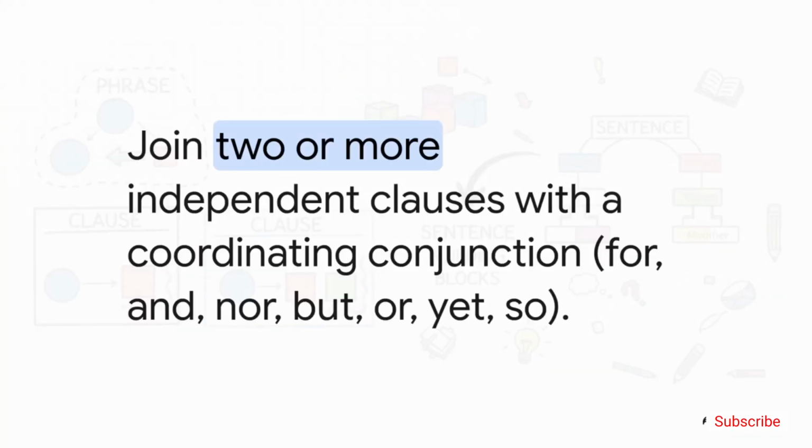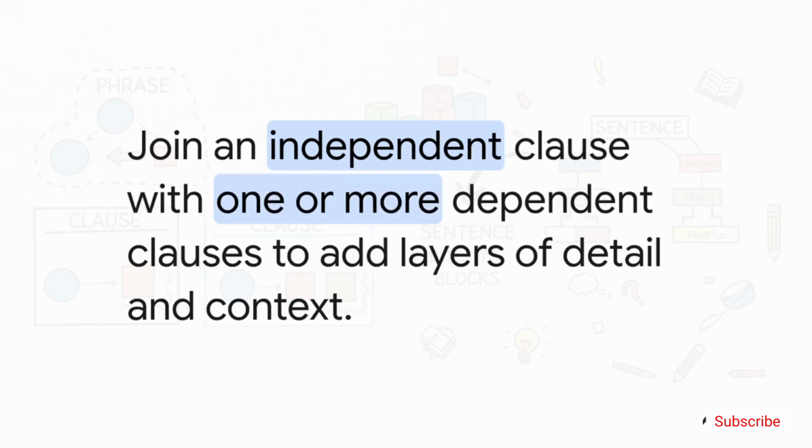So one way you can do this is by creating a compound sentence. This is when you join two complete thoughts, two independent clauses, using something called a coordinating conjunction. A fantastic way to remember these is the acronym FANBOYS. For, and, nor, but, or, yet, so. For example, I love soda, but I know it's bad for me. Two complete ideas joined right there by but. And the other way is to build a complex sentence. Now this is where you combine an independent clause with at least one dependent clause. This is how you start to add all those wonderful layers of detail and context and nuance to your writing.